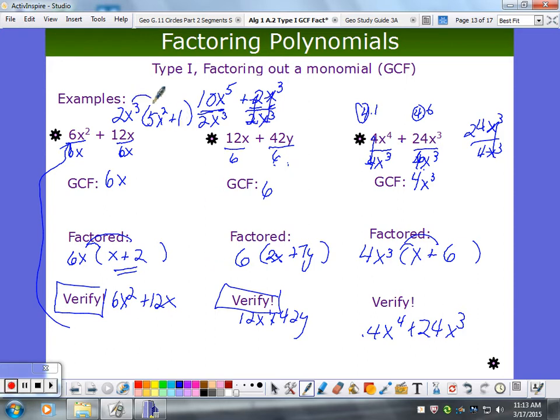And then when you multiply this back, you should get the original thing. 2 times 5 is 10. x cubed times x squared, that's 5 factors of x. Plus 2x cubed. You get that there.